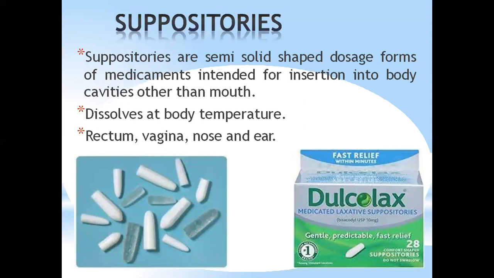Next, suppositories. So what are suppositories? Suppositories are semi-solid dosage forms of medicaments which are inserted into the body cavities other than the mouth. So suppositories cannot be inserted into the mouth. These are inserted into different body cavities other than the mouth. So these may be inserted into the rectum, or vagina, or nose, or ear. For curing different infections, we insert these suppositories into the rectum, vagina, nose and ear or some other parts except the mouth. So these are called suppositories.